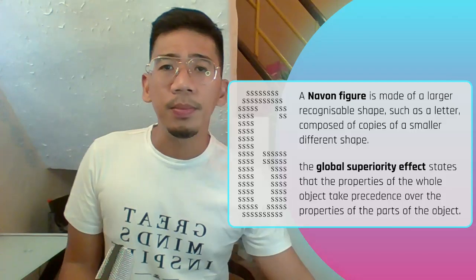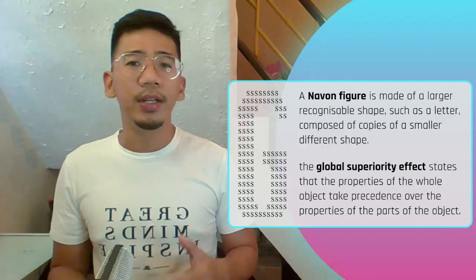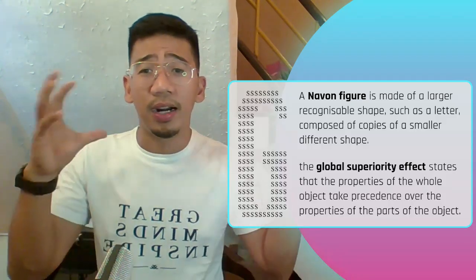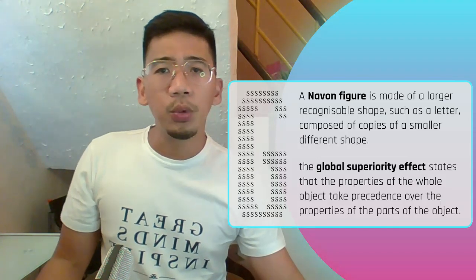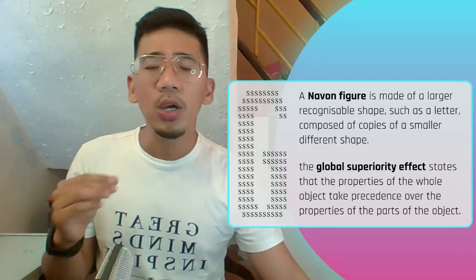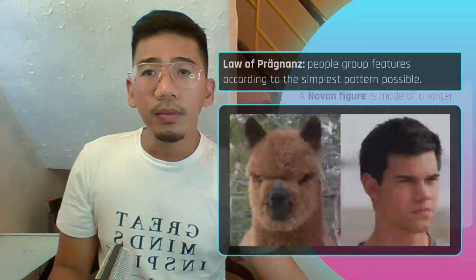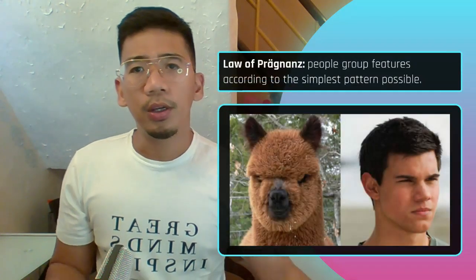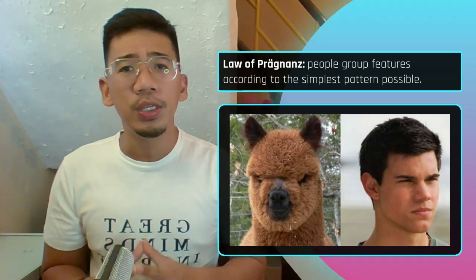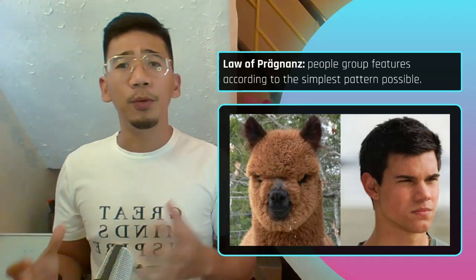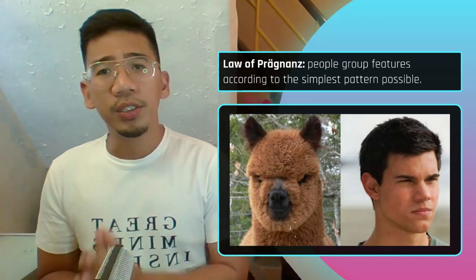People with autism show the opposite pattern and have difficulty seeing the large letter. When asked to copy the letter, they may only draw lots of letter S's in a random pattern. So, the global superiority effect shows that people naturally group things together.